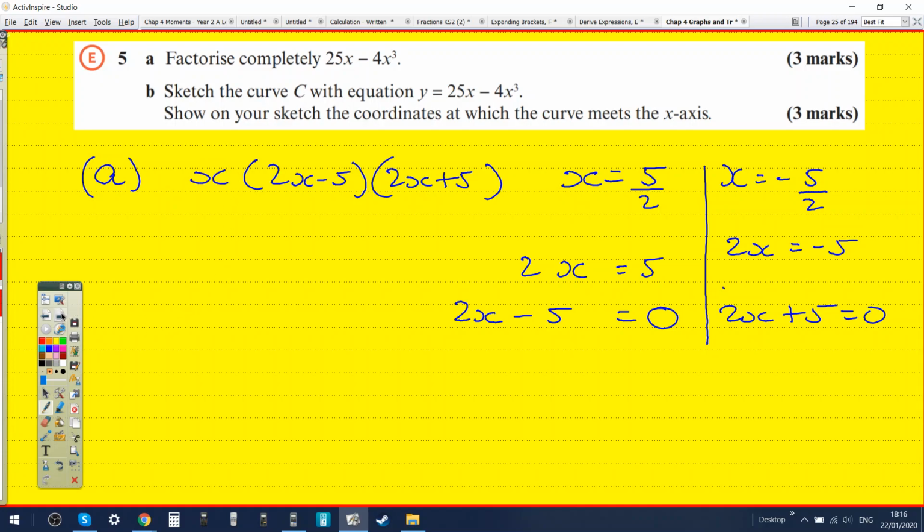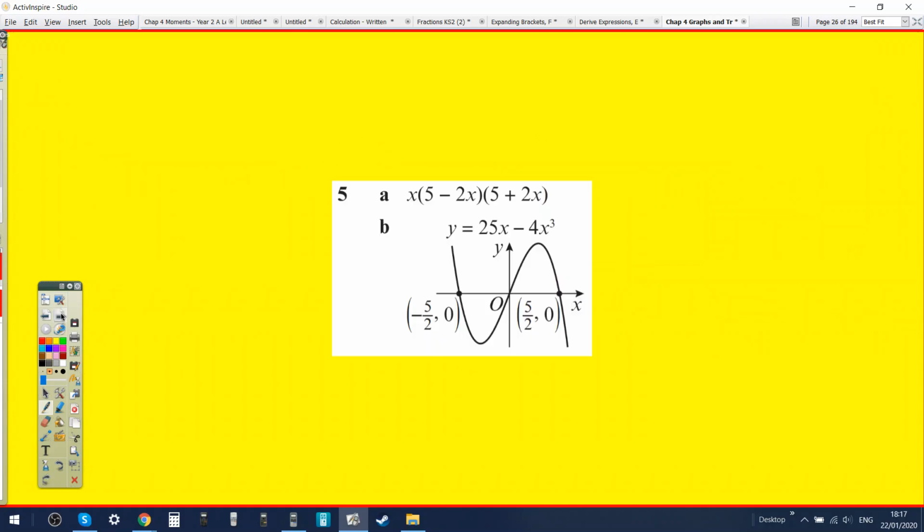Well done. Any questions there? No. So we're like solving these in reverse. You can always do them GCSE style, non-calculator style. So 25 minus 4x squared, and that would be difference of two squares and all that.